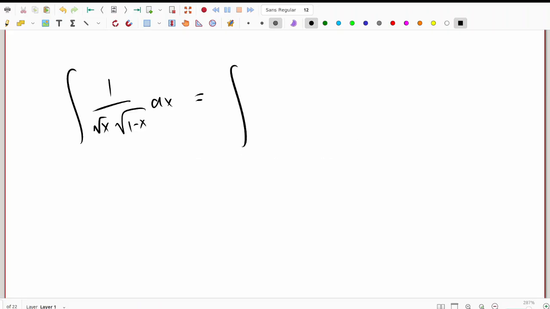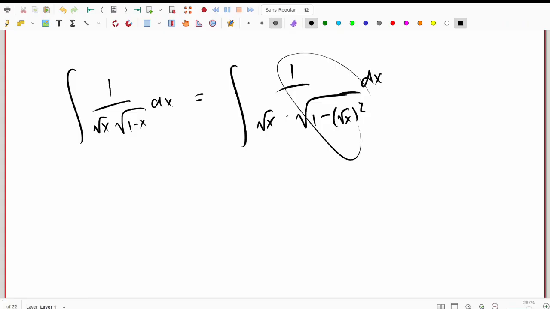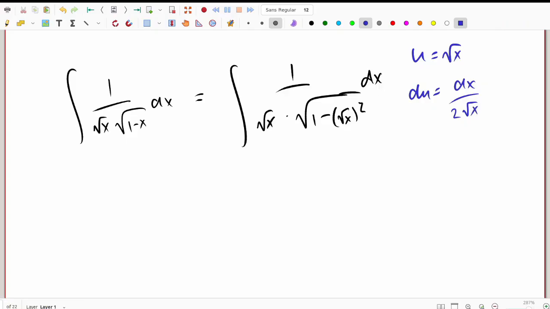We're going to rewrite this as the integral of 1 over root x, that stays the same, times 1 minus, and I'm going to rewrite x as square root of x squared. So once again, I'm not changing the value, I'm simply rearranging. Now, this becomes immediately obvious as an arcsin derivative, so let's do a u sub to make it even more apparent. Let's say u is equal to square root of x, and therefore du is equal to dx over 2 square root x, because we just differentiate.